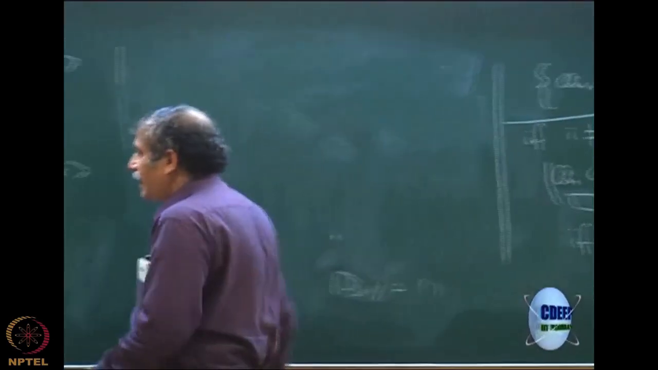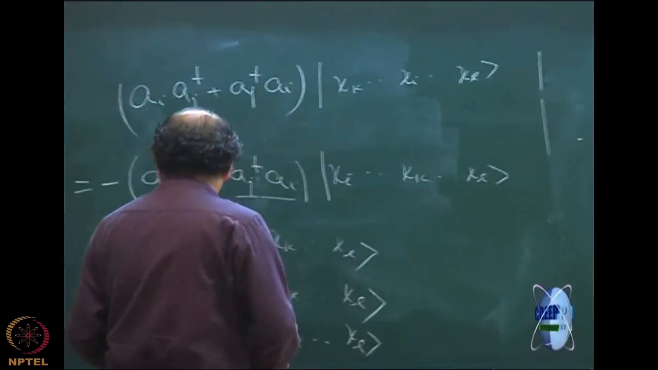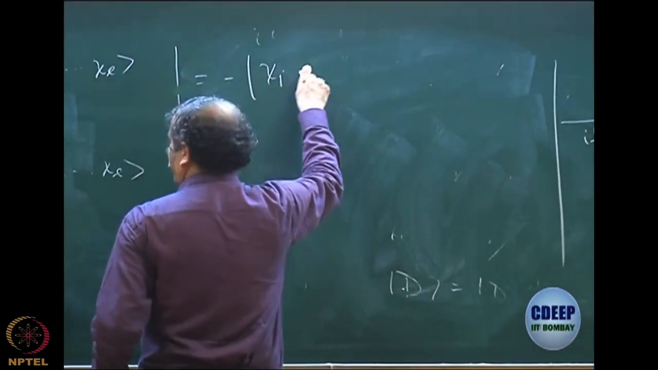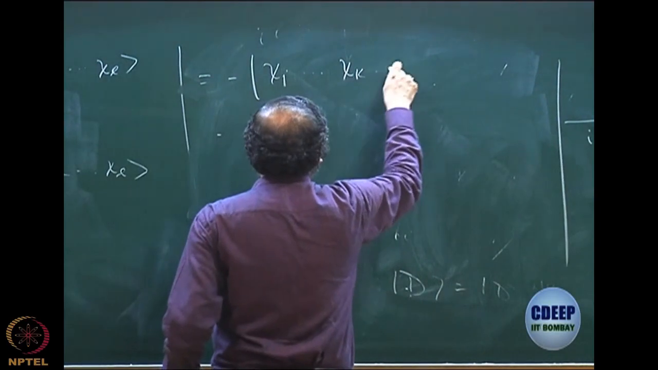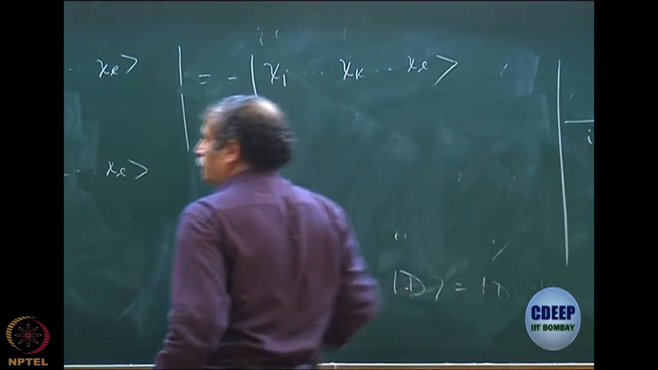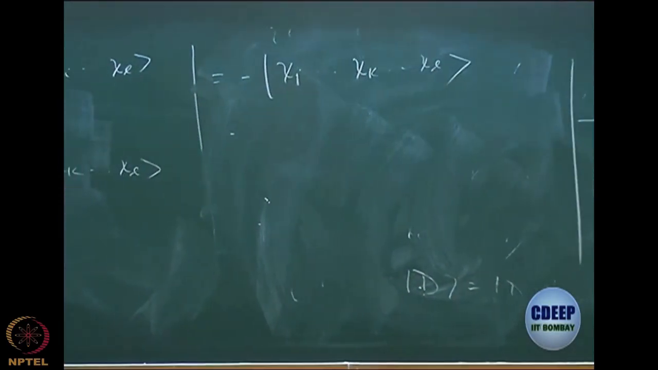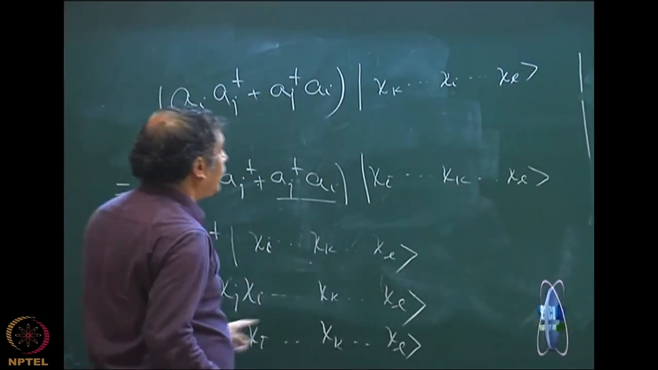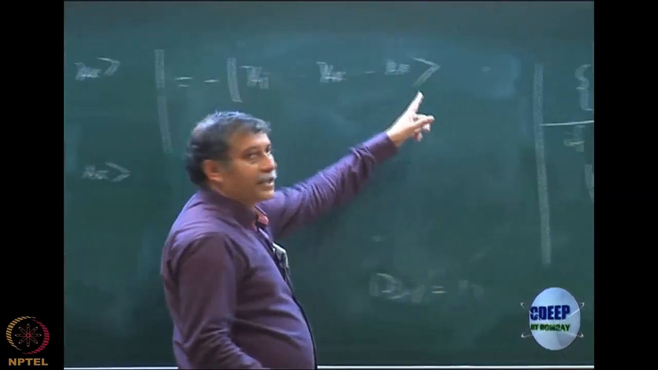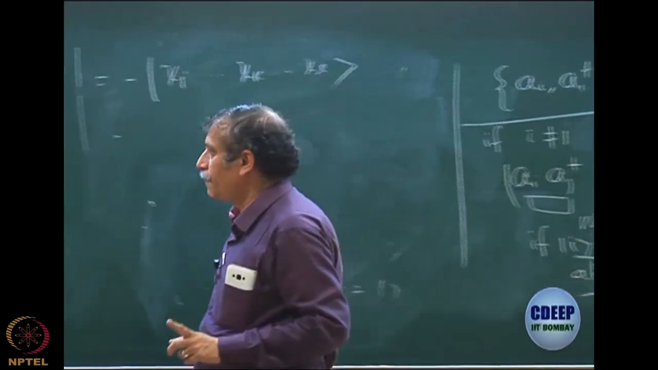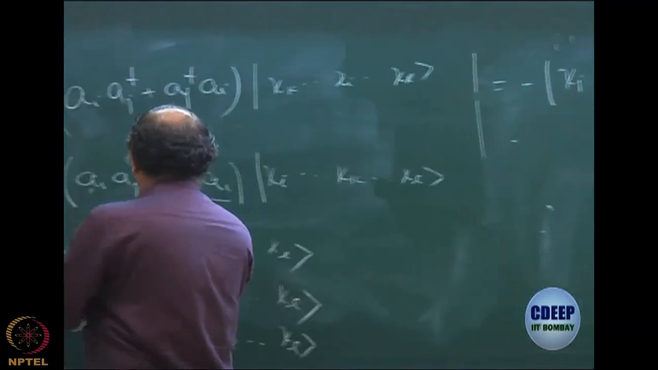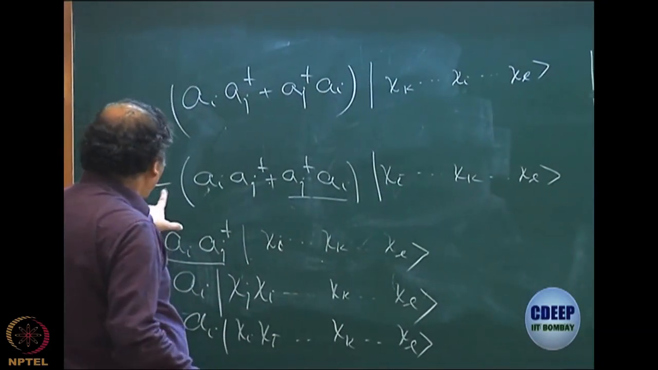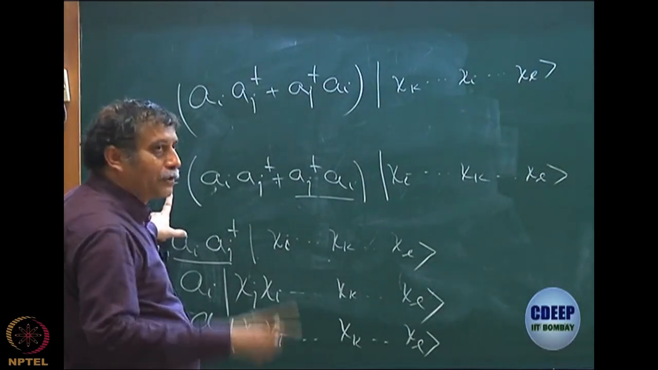Okay? Now I can annihilate chi I. So this is gone. So the result is minus chi J, chi K, chi L. So what did I do? I said if AI AJ dagger acts on this determinant, chi I, chi K, chi L, it will give you minus chi J, chi K, chi L. Because of the fact that I am first creating J and then annihilating I, I have to do another interchange. I have a negative sign here, so don't forget it. So that I will do at the end.